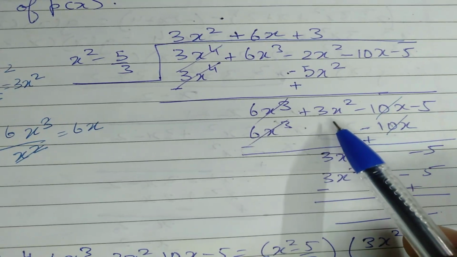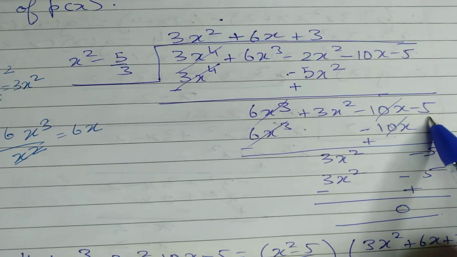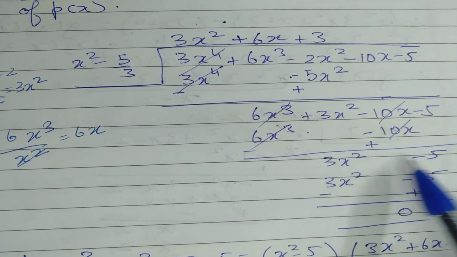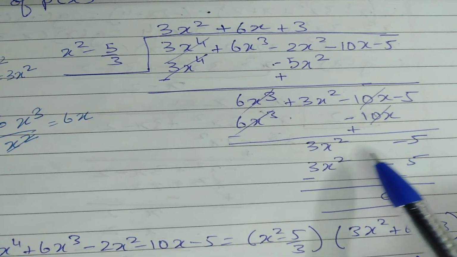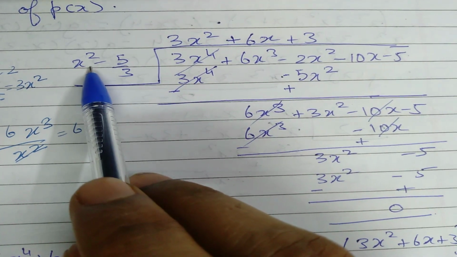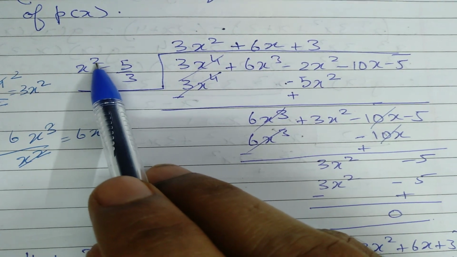Okay, 3x square was here idle, so take it down, and here the remaining term is minus 5, which is again down here. So you have 3x square minus 5 now as your first term. Now the first term is 3x square. So what should I multiply with x square to get 3x square? So I can multiply with 3. So once you multiply with 3, you get 3x square.